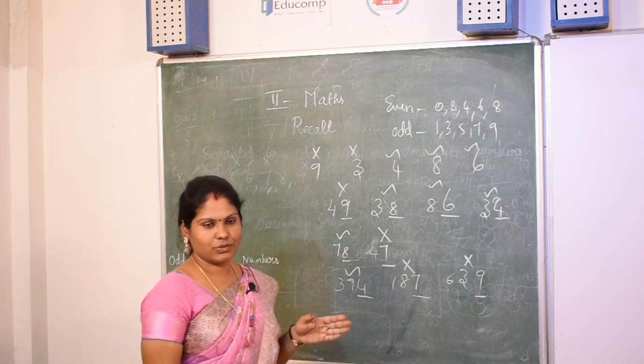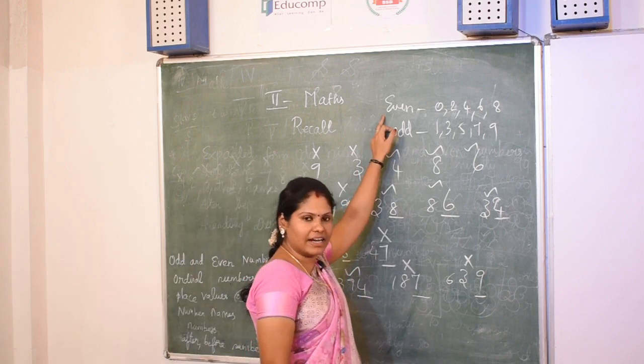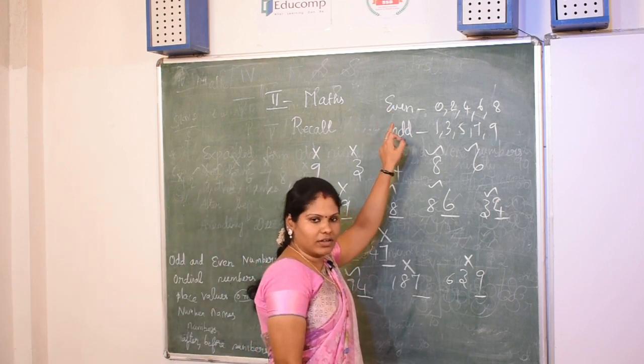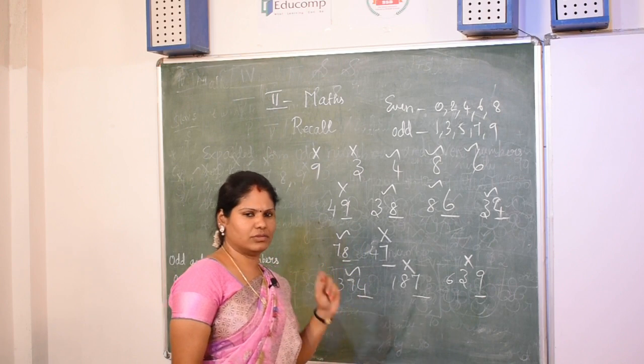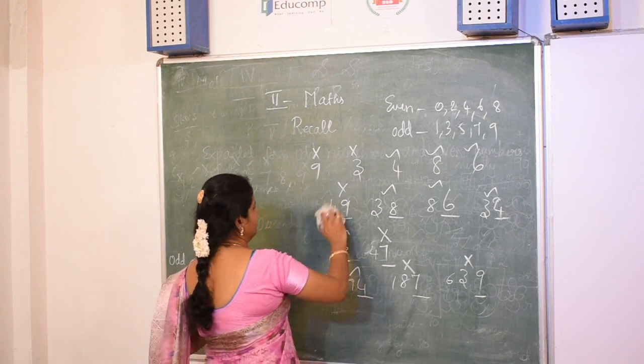First, you have to learn and memorize what the even numbers are and what the odd numbers are. First write it on the board, and write it in your notebook 2 or 3 times. Okay.